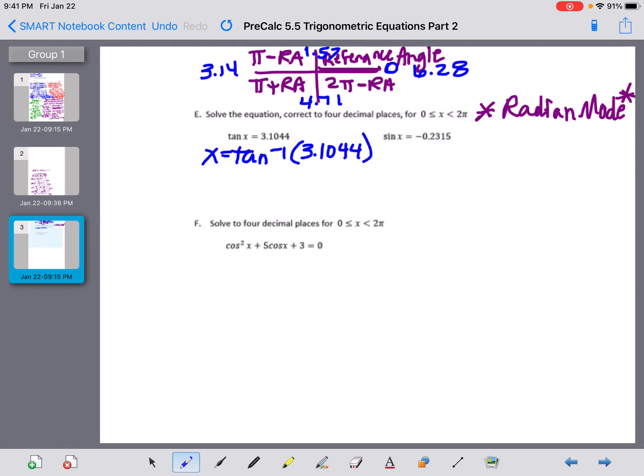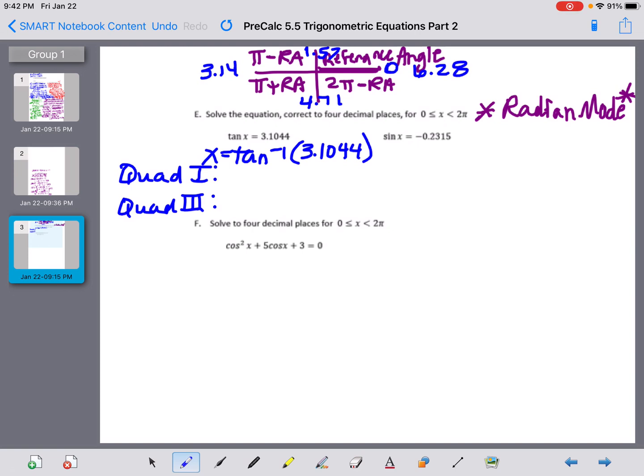Okay, now before we go any further, tell me what quadrants would you find a positive tangent in? I have this value of 3.1044, but what quadrants are positive? I should get one in quadrant 1, right, because that one's positive. And then I also should get one in quadrant 3, because that's the other place that tangent is positive.